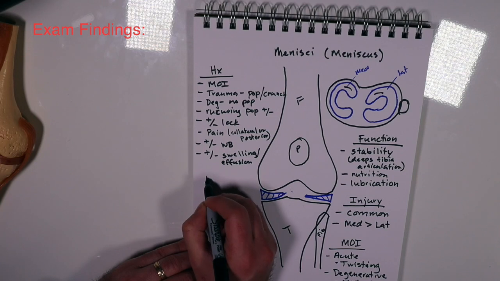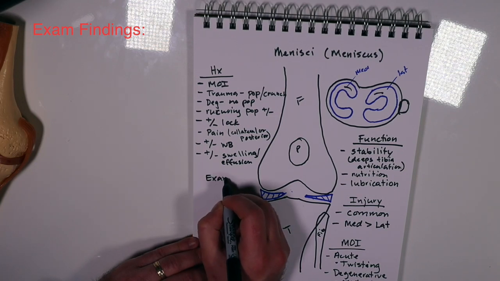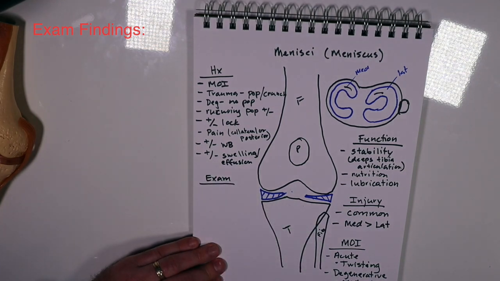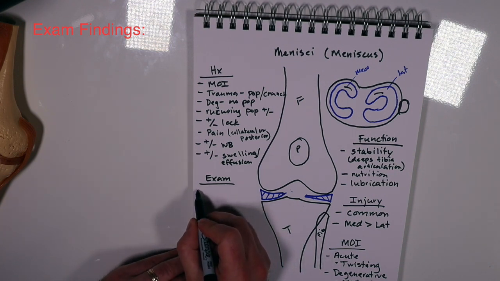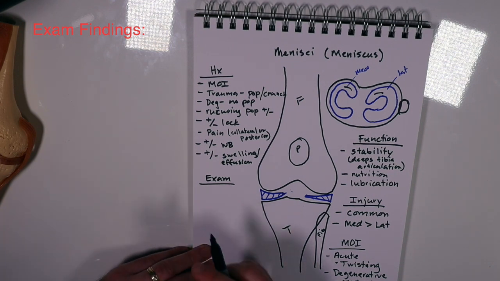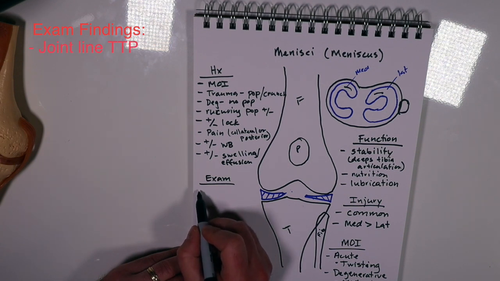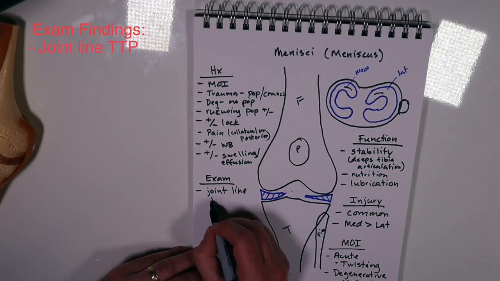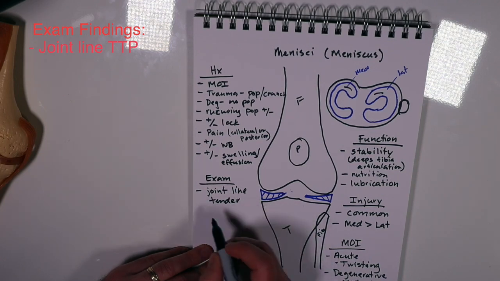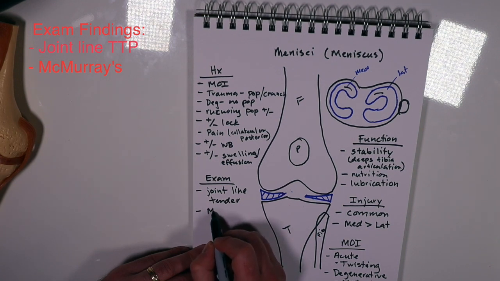So what would the exam be like? Well, there is no great physical exam test for a meniscus tear, but the key indicators that make me quite suspicious of a meniscus tear in a person that has a history for it are joint line tenderness and a positive McMurray's test.